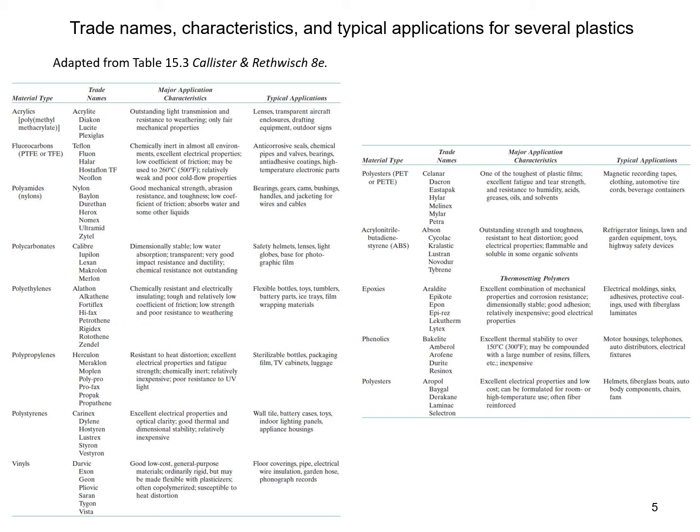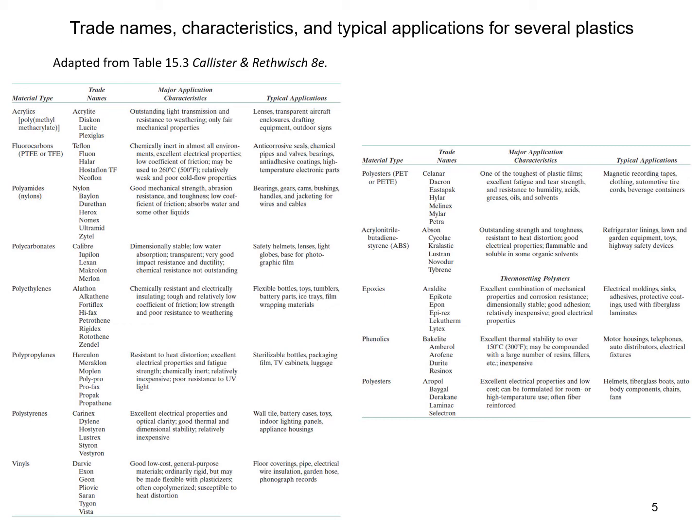Other common polymer materials are polypropylene. They are resistant to heat distortion, they have excellent electrical properties and fatigue strength, they are chemically inert and relatively inexpensive, but they have poor resistance to UV light. So they are used for sterilizable bottles, packaging films, TV cabinets, and luggage.